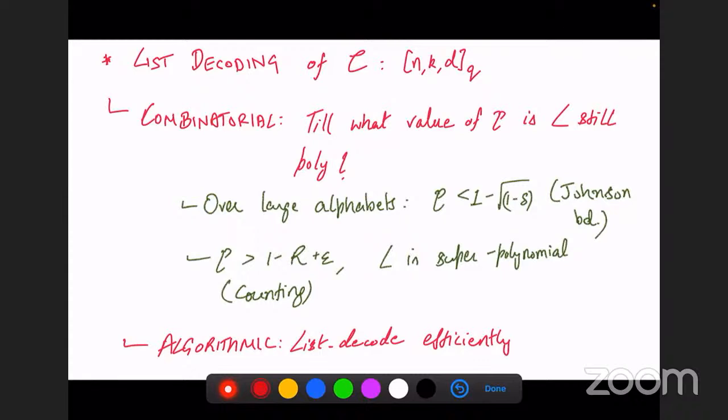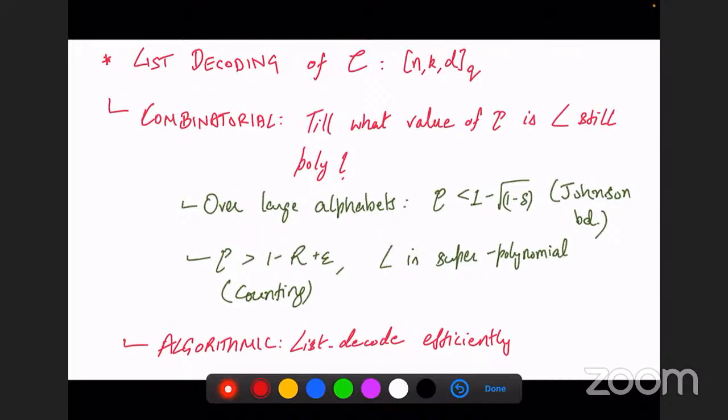And on the flip side, we know that we cannot keep on increasing rho forever. If rho is made larger than 1 minus R, which is the capacity, so to speak, the limit of list decoding in some sense, then as soon as I go to 1 minus R plus epsilon for any tiny epsilon, the list size will become super polynomial in the input parameters. And this is a simple counting argument.